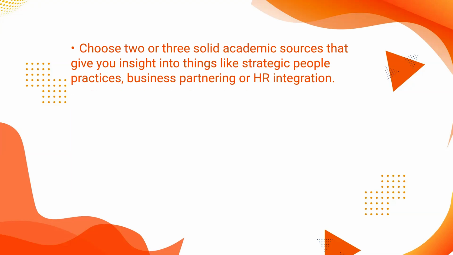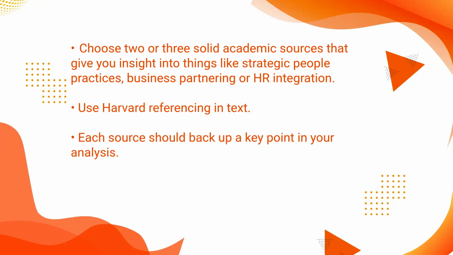When it comes to research, choose 2 or 3 solid academic sources that give you insight into things like strategic people practices, business partnering, or HR integration. Paraphrase the ideas and use Harvard referencing in text. Add a reference list at the end. Each source should back up a key point in your analysis. Don't just add them for the sake of it.